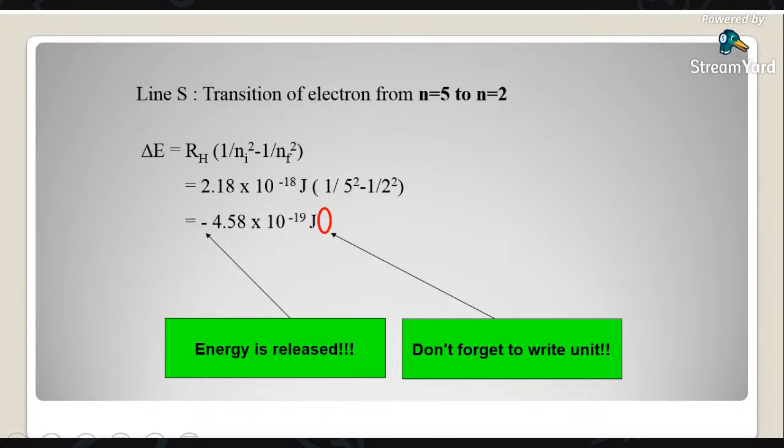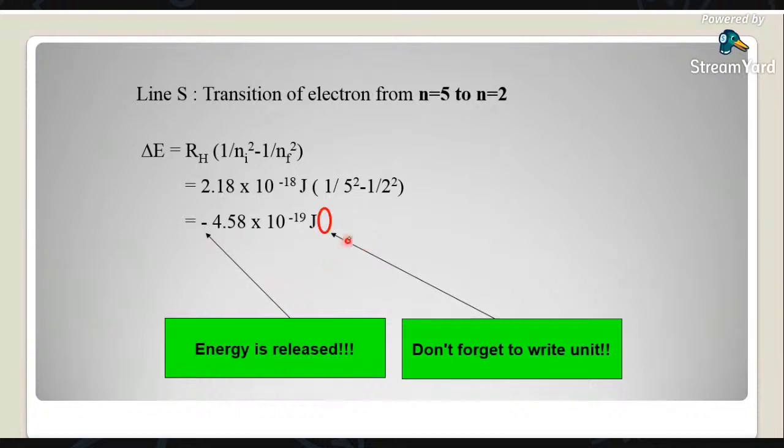Then how to calculate the energy released? Of course, we have a formula. Delta E is equals to RH times 1 over n initial squared minus 1 over n final squared. You just have to substitute the values. The initial energy level now is 5, while the final energy level is 2. Then when you calculate, you will get a negative value. Why you get negative value? Because energy is released. Electrons fall from a higher level to a lower level. And don't forget to write the unit. The unit is in joule.